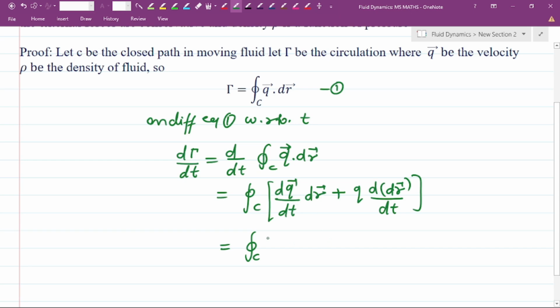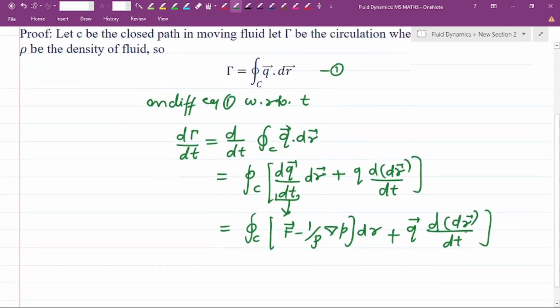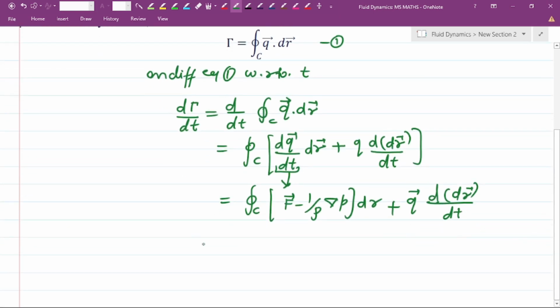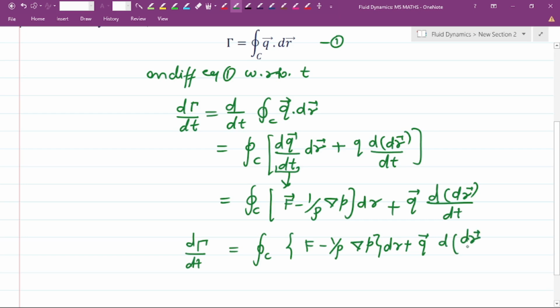Now the integration on the closed path C will be dq by dt dot dr. This is the equation of motion, then we can write it as f vector minus 1 upon rho delta p, which we have derived earlier, into dr, plus q vector dot d(dr)/dt. Now we can write this as the closed integral over C of f minus 1 upon rho dp into dr plus q vector dot dr by dt, so this is your d gamma by dt.